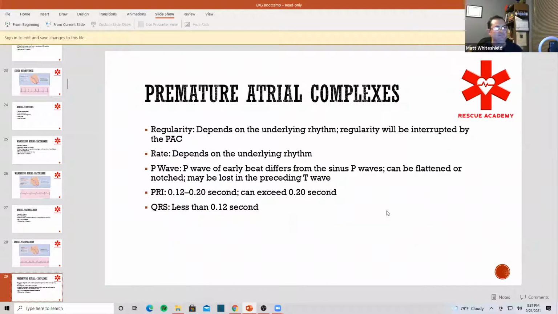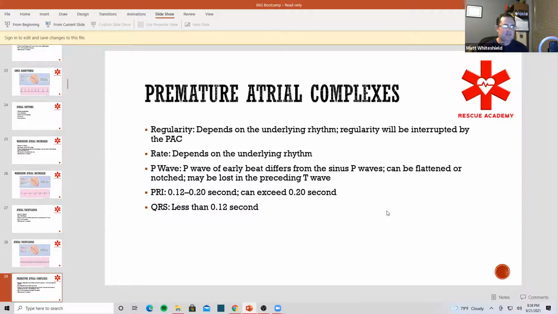All right, PACs, premature atrial contractions. A PAC depends on the underlying rhythm. Regularity will be interrupted by this premature atrial contraction. So all we're saying is that we have a normal rhythm, right? This rhythm is just beating on its own like normal sinus. Then all of a sudden you have something that jumps in the way and completely messes up your regularity.